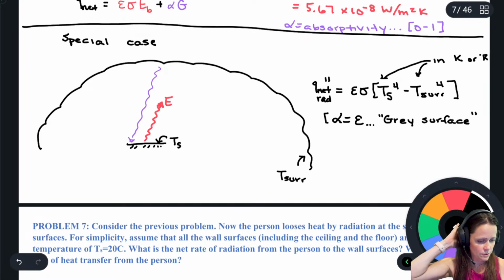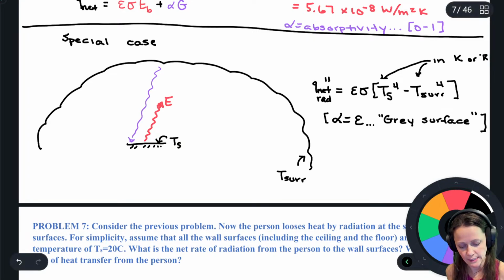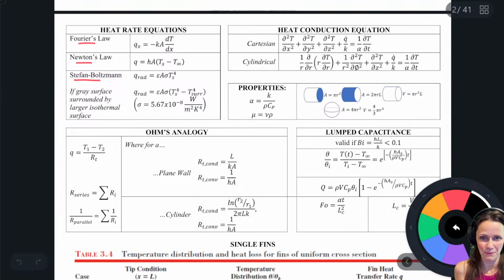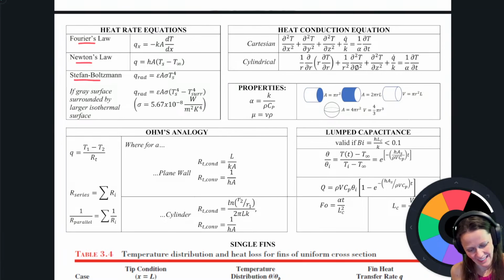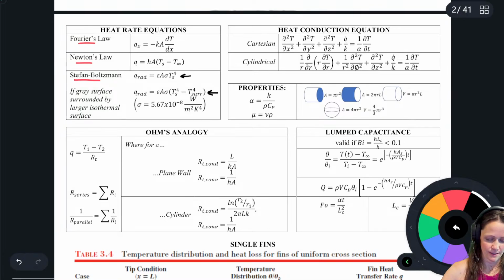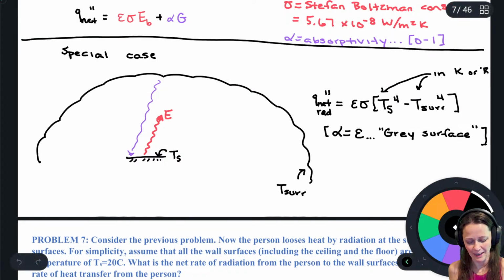We'll talk a little bit about gray surfaces in Unit 5, but for now, the only thing that we really need to take into consideration is that the absorptivity and the emissivity are the same. So the question was, should we memorize this equation? Your extremely generous equation sheet actually has that on there. So you've got this one, and then you've got this one.